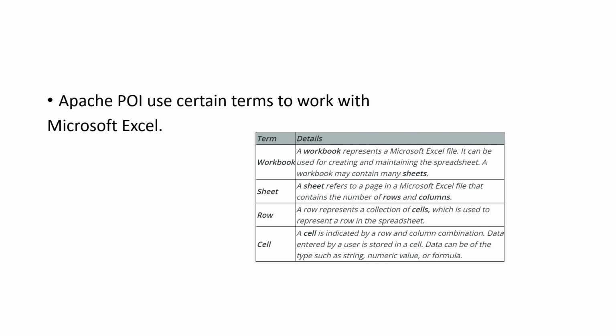A row represents a collection of cells, which is used to represent a row in the spreadsheet. A cell is indicated by the row and column combination. Data entered by the user is stored in a cell. Data can be of type string, numeric value, or formula.